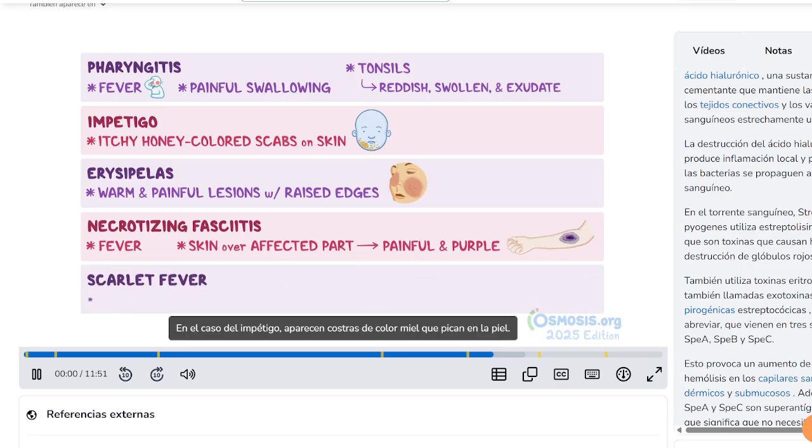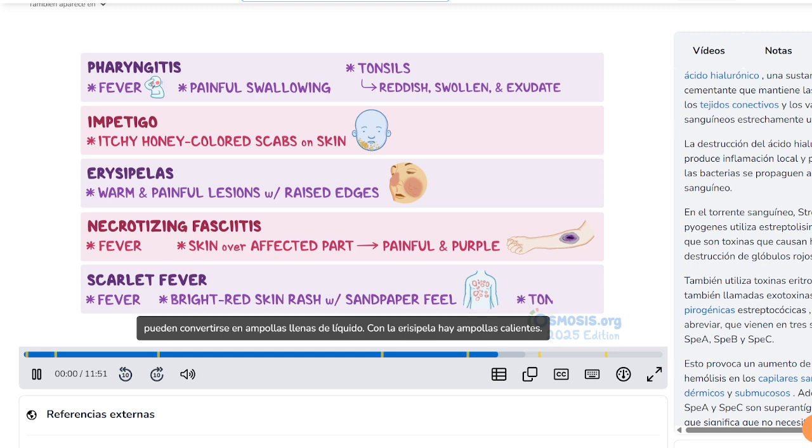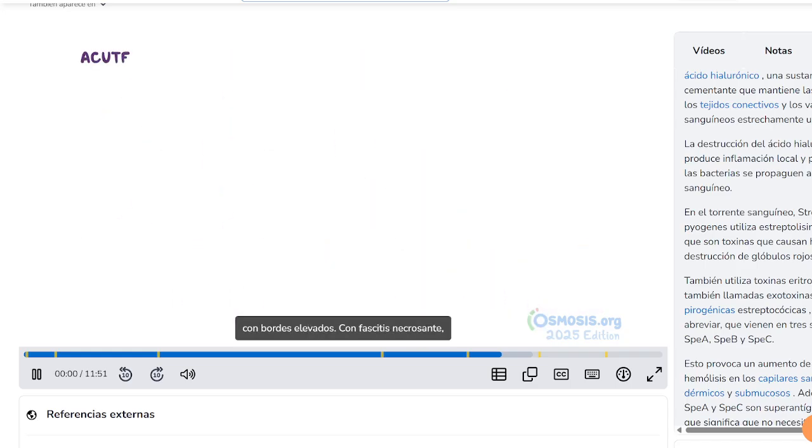With necrotizing fasciitis, there's fever, and the skin over the affected part becomes painful and purple-colored. With scarlet fever, there's fever, a bright red skin rash with a sandpaper feel, and sometimes the tongue looks like a strawberry. Finally, with acute rheumatic fever, look for the Jones criteria.